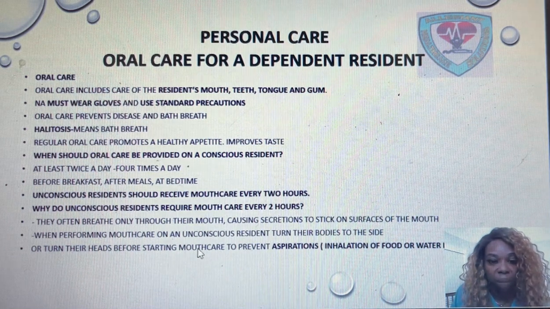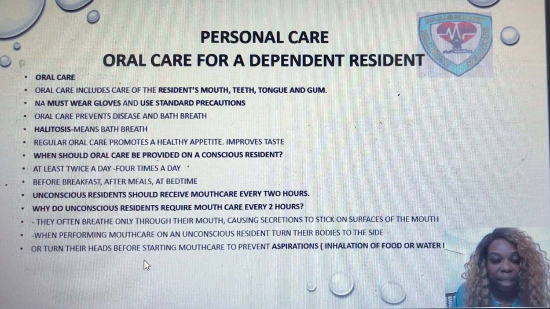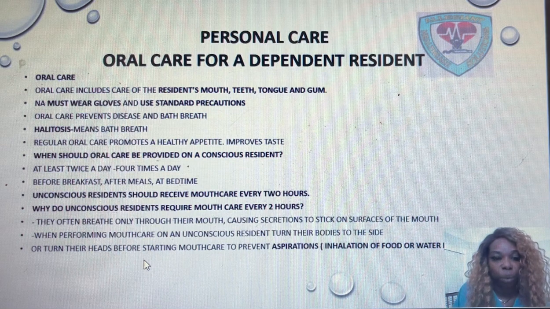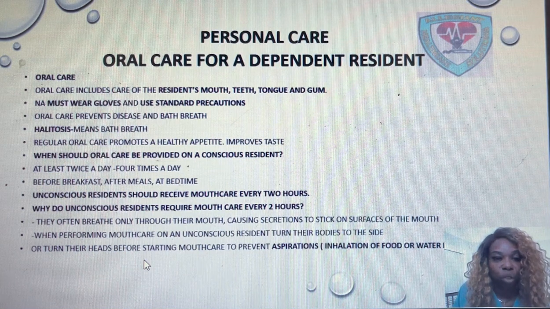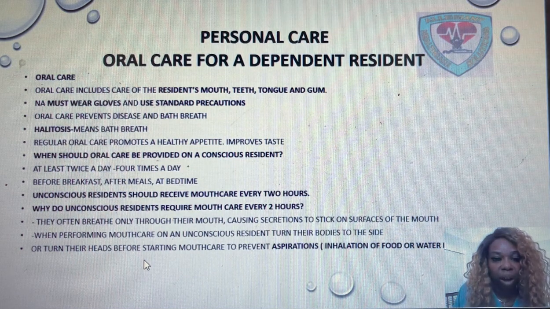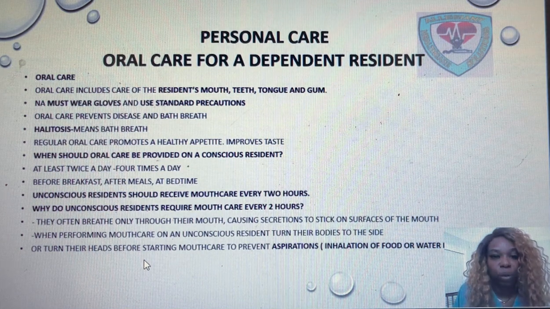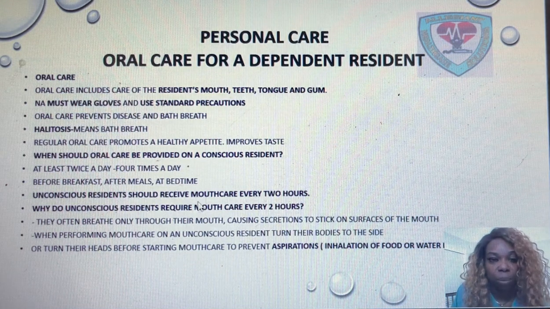So when we are providing oral care, we want to make sure that the head of the bed is elevated at least 30 to 45 degrees. Closer to the 45 degrees, you want to make sure that you're using a barrier. And if the resident is unconscious, you want to make sure that you turn their body or their head to the side, because this person cannot gargle for you. This allows the fluid to drain out of their mouth to prevent them from aspirating.